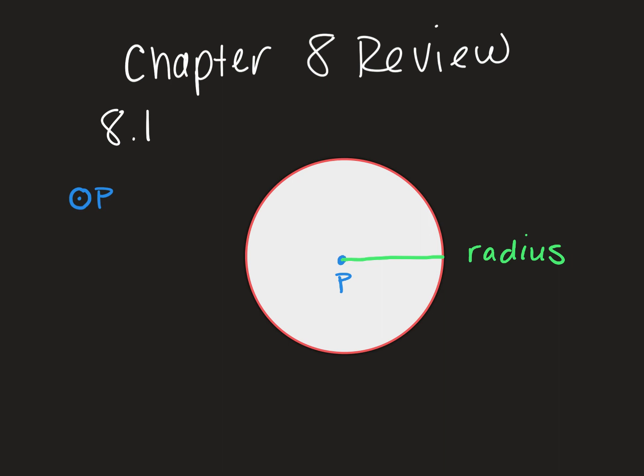We also have a chord, which is a segment that has its two endpoints on the circle. So that's a chord. The longest possible chord of a circle is the diameter, and that's just a chord that goes through the center of the circle.